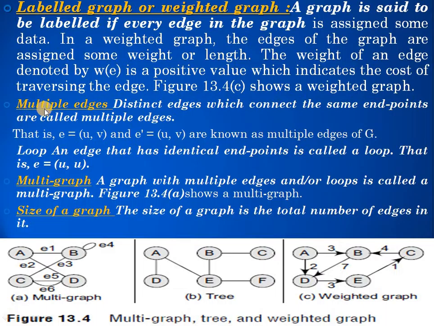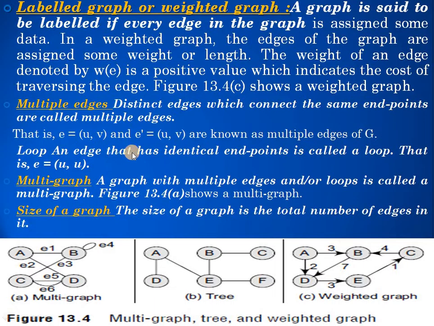Now next is multiple edges. Distinct edges which connect the same endpoints are called multi-edges. That is, edge E from U to V and edge E dash from U to V. Here the nodes are the same, that is U to V, and these two edges are known as multi-edges of G.